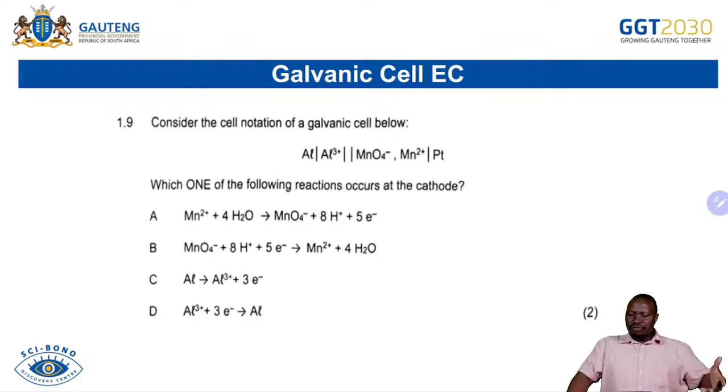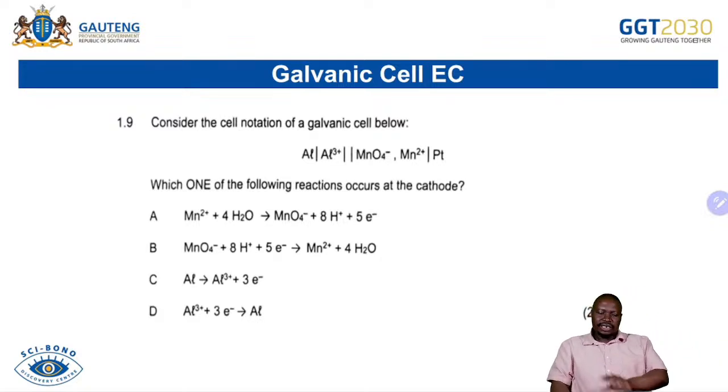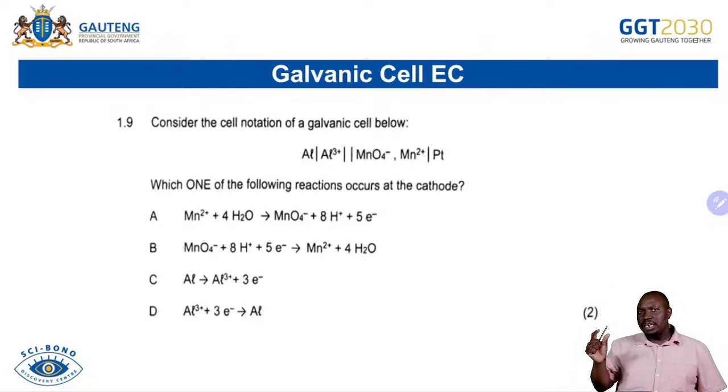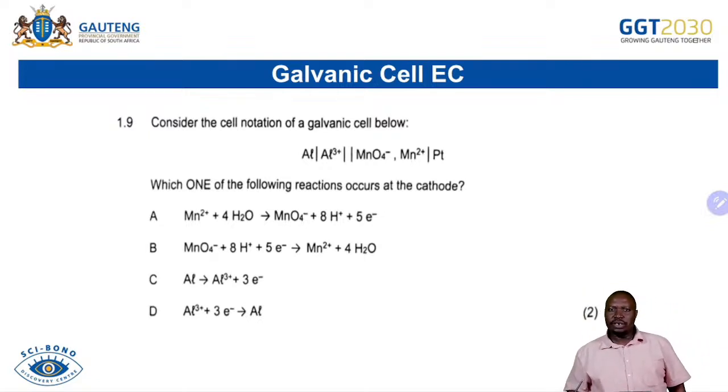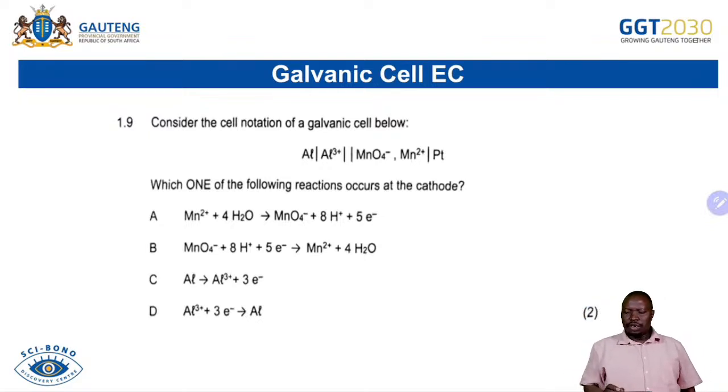This question is taken from Eastern Cape. Learners were now given the cell notation. They were given a cell. You see, cell notation, overall cell reaction, those are very important because we can use them to give you the question as well. So already you know all clever learners. So you say all clever.